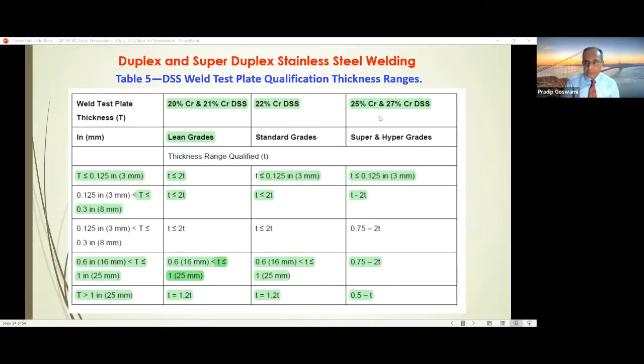And for the super duplex, say 25 and 27 chrome, this range is reduced to 0.5 to T. So that means they are very restrictive about the thickness requirements. Now, if my qualification code is ASME Section 9, and I have RP 582, which is going to be my governing thickness for qualification? I would say it is RP 582, because RP 582 is over and above ASME Section 9 requirements.